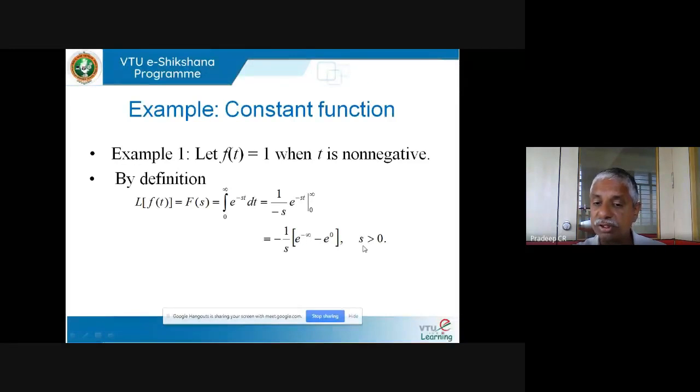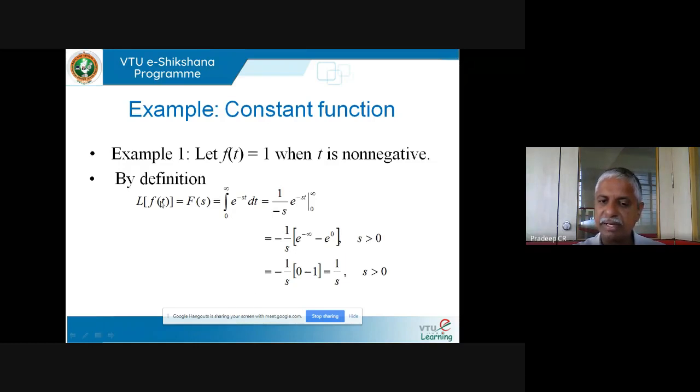If I take s to be positive, e power minus st will be negative because t is anyway non-negative. So st is non-negative, and minus st will be negative. So e power minus infinity will be very small, because this will be like 1 by e power infinity, and 1 by e power infinity is 0. And this side is anyway e power 0, so that is 1, no problem. So if you evaluate this, you will get 1 by s. I hope these steps are clear to you.